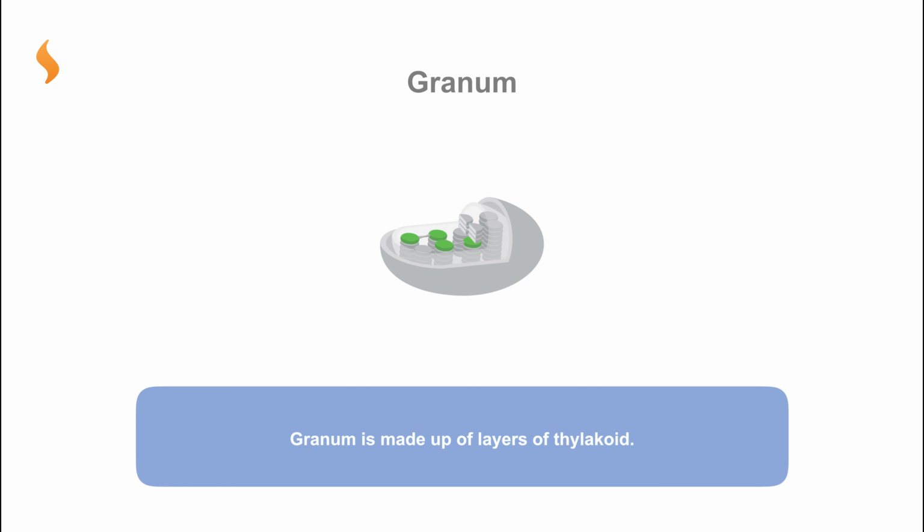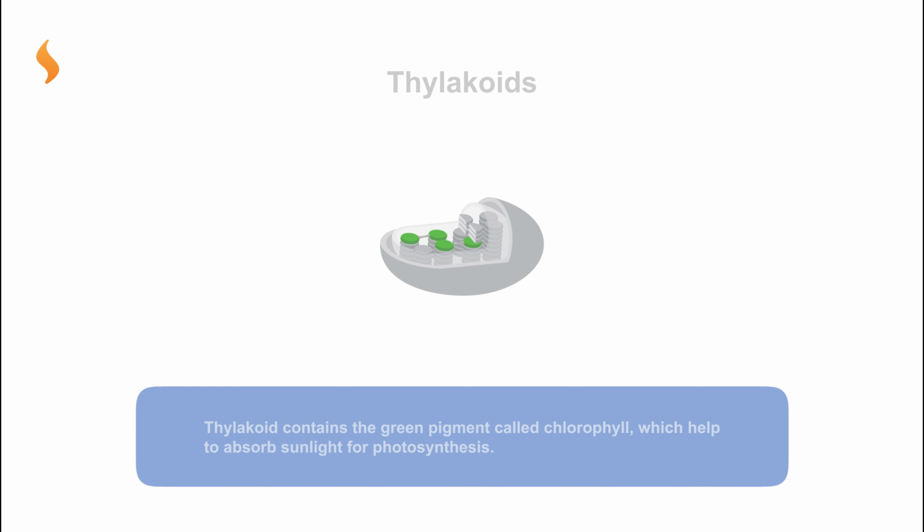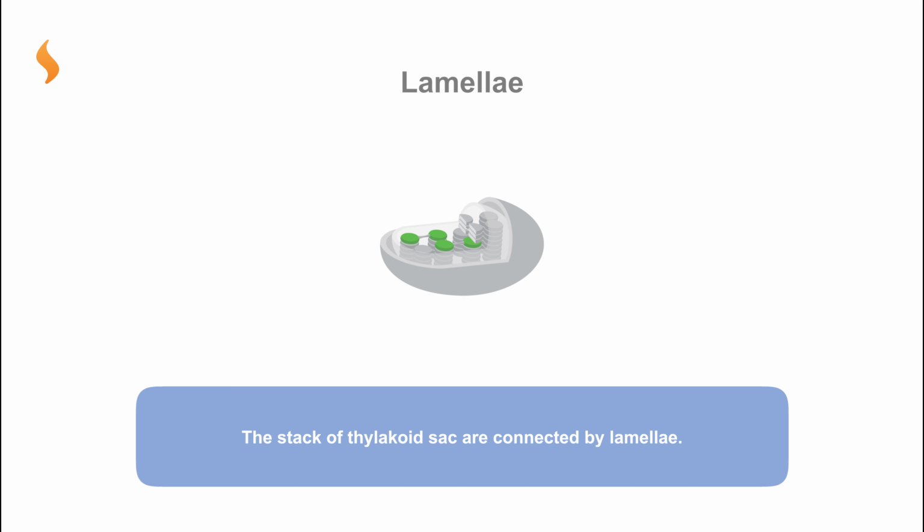Granum is made up of layers of thylakoid. Thylakoid contains the green pigment called chlorophyll, which helps to absorb sunlight for photosynthesis. The stack of thylakoid sacs are connected by lamellae. Stroma is the fluid that surrounds the grana and thylakoids inside the chloroplasts.